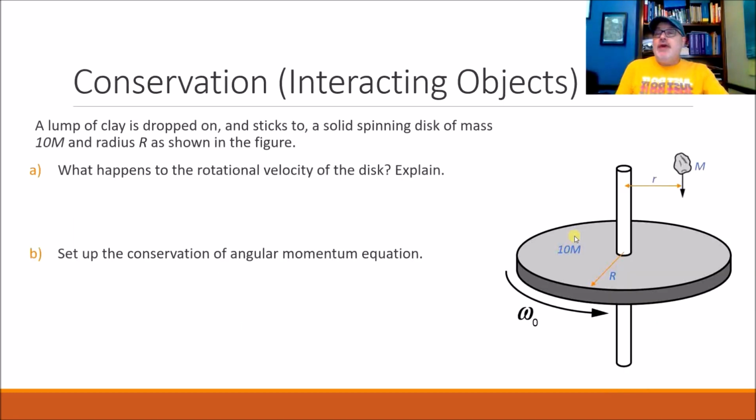Here's another example that's actually quite similar. This time we're going to drop a lump of clay on a rotating disc. The clay is going to hit and stick to the disc. It's a radius of r from the axle, and then we have data about the rotating disc itself. What happens to the rotational velocity of the disc? Explain, and set up the conservation of angular momentum equation.